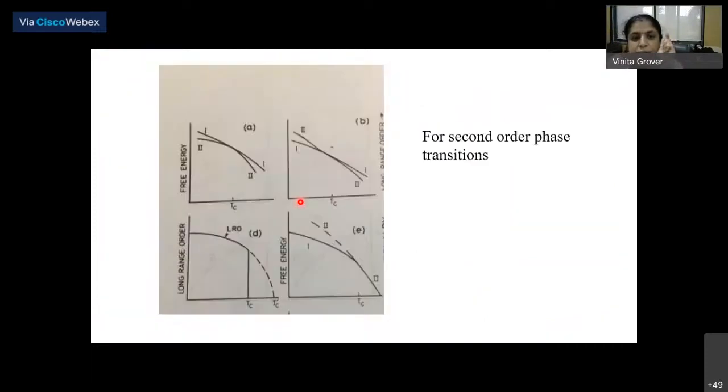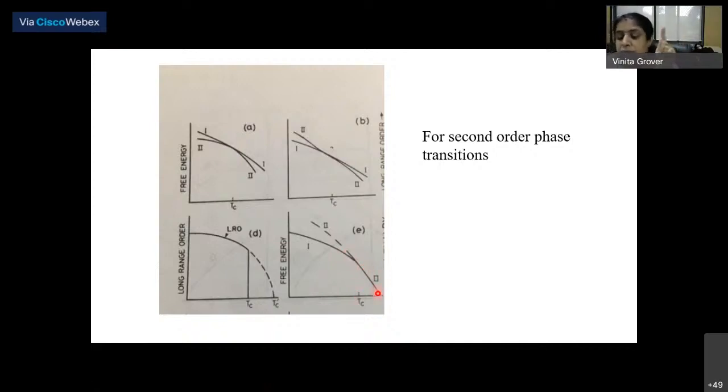However, if I go to second order phase transition, this GT curve of 2 extrapolates back to here. That means there is a possibility that I can supercool 2 and obtain it as a metastable phase, but there is absolutely no possibility that I can superheat 1 and obtain it, because there is no existence of GT curve of 1 beyond TC. It has converted to GT curve of 2.